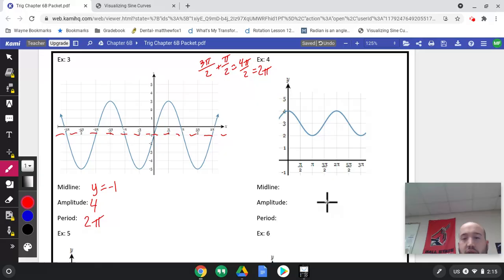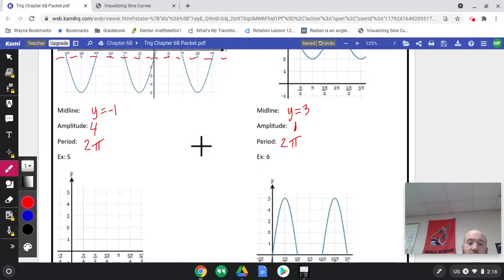Okay, our next one. To find the midline, we ask, what runs through the middle? This one's pretty easy to see. y equals 3. The amplitude, it's 1 above and 1 below, so that's an amplitude of 1. And now we look, it starts at the peak here on the y-axis. The y-axis is just a nice point because it's very obvious where it is. So it goes down and then back up, and that also has a period of 2 pi. So it takes 2 pi to get one complete rotation of the wave function.